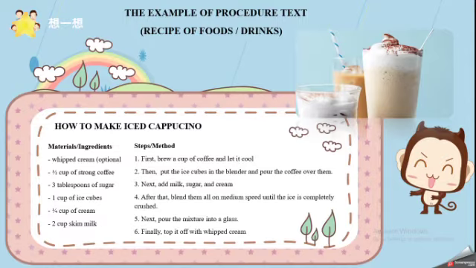Then the steps or method. First, brew a cup of coffee and let it cool. Then put the ice cubes in the blender and pour the coffee over them. Next, add milk, sugar, and cream. After that, blend them all on medium speed until the ice is completely crushed. Next, pour the mixture into a glass. Finally, top it off with whipped cream.